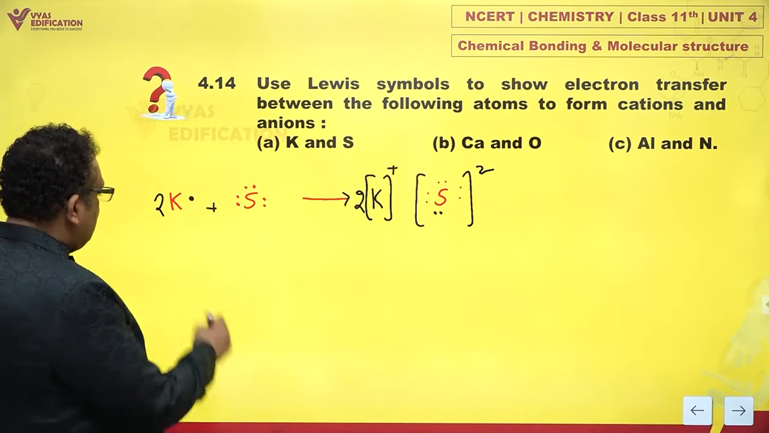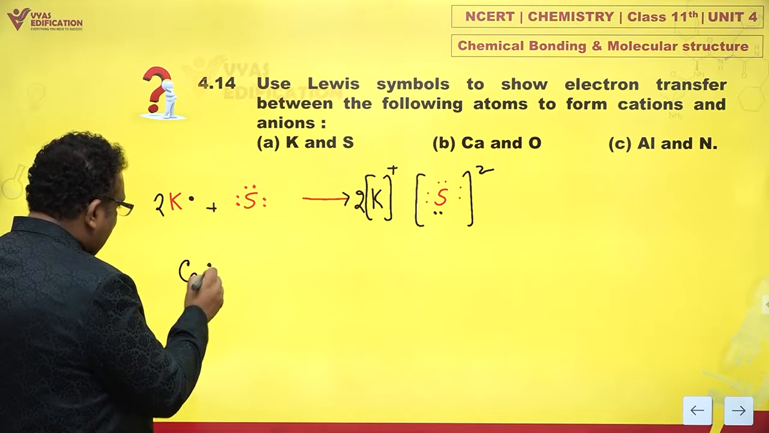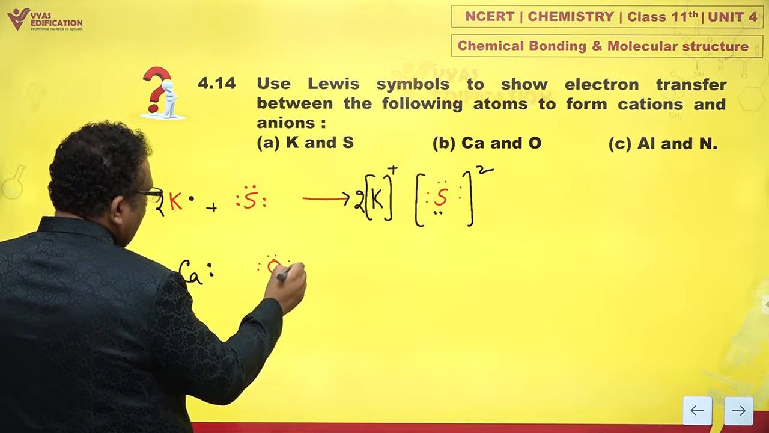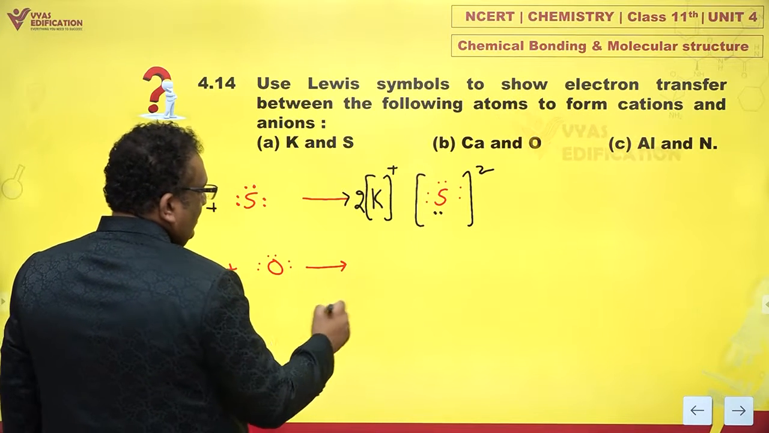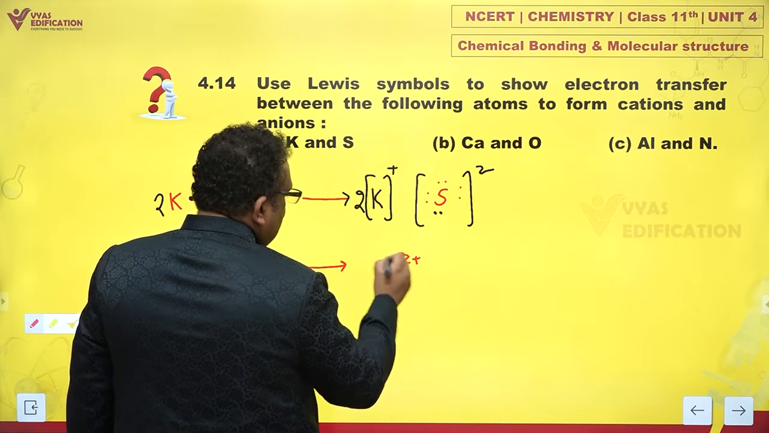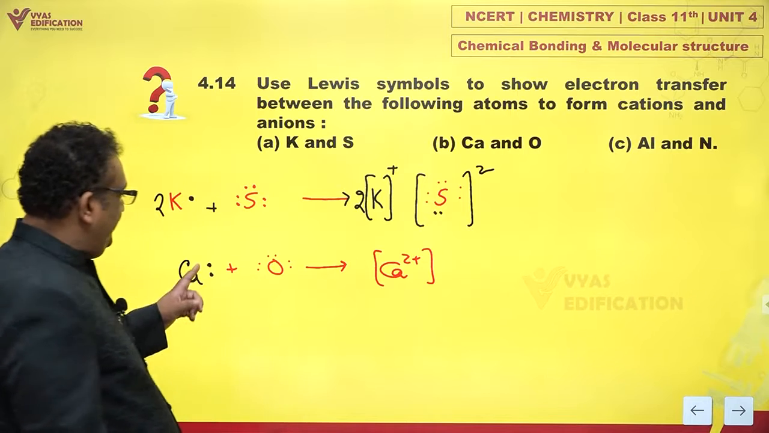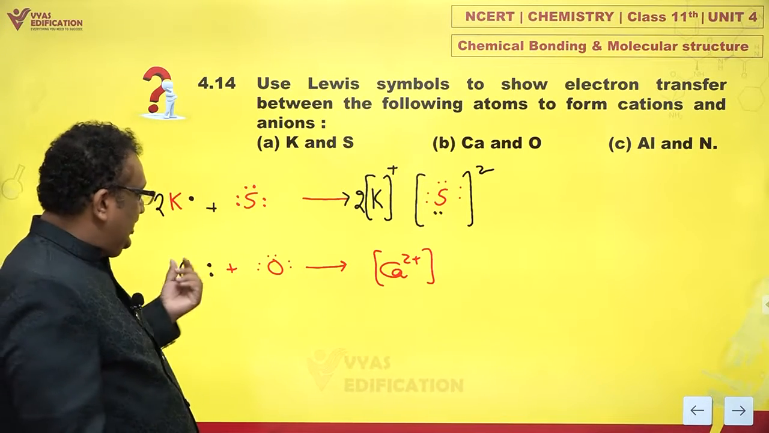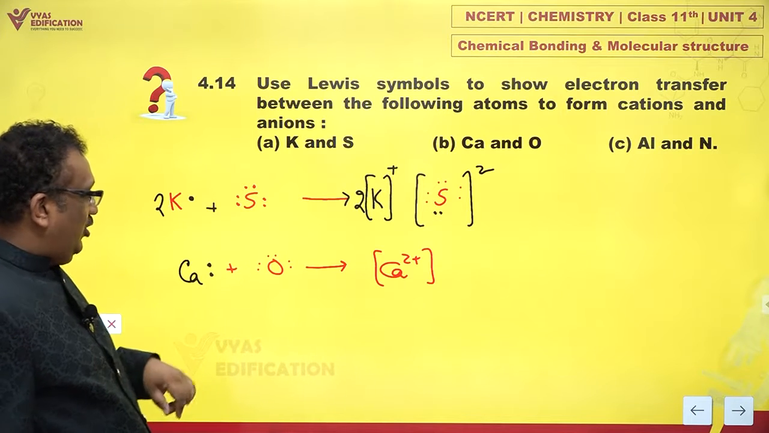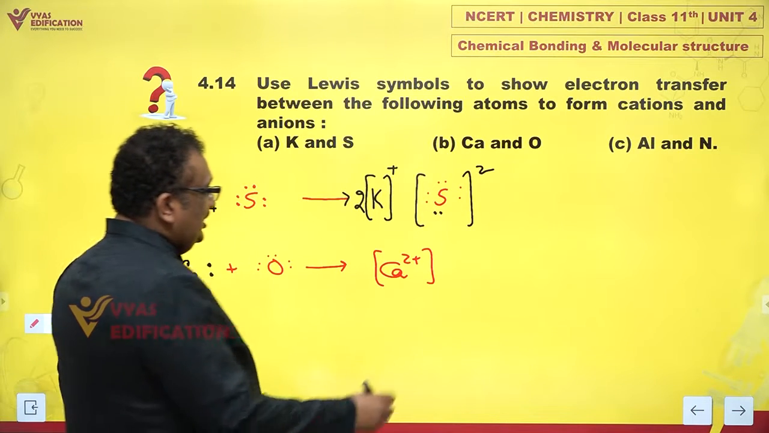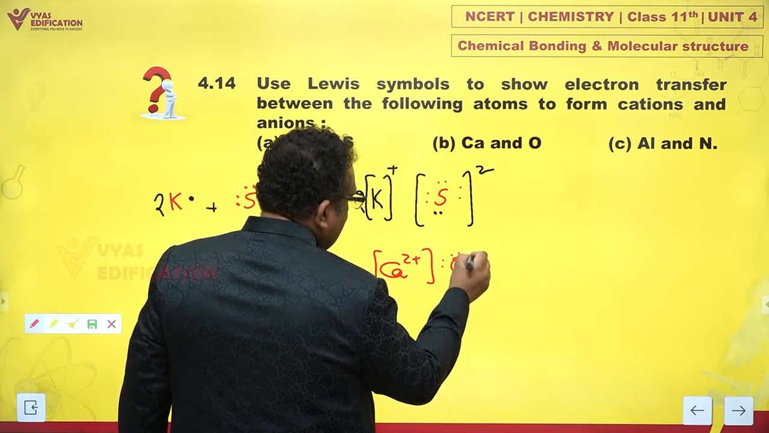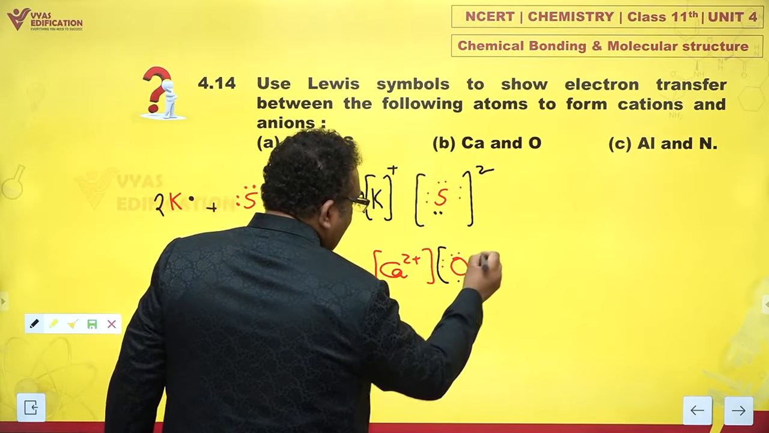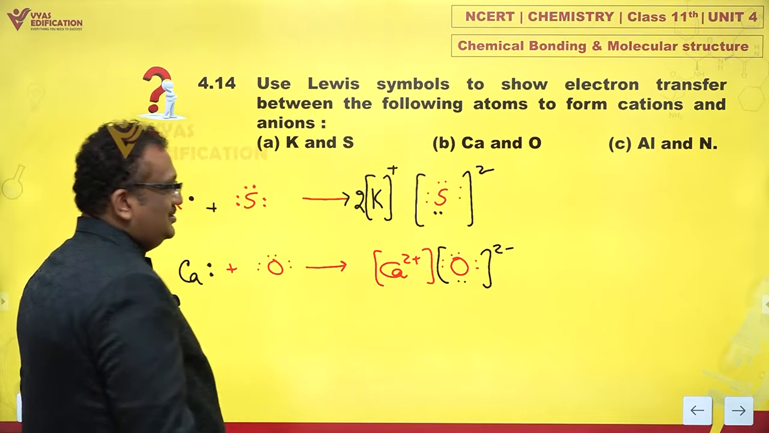What about calcium and oxygen? Calcium has 2 valence electrons. And oxygen has 6. So if calcium loses electrons, it has 2 valence electrons, it will throw away both. So it has +2 charge. What about oxygen? As oxygen gains 2 electrons, it would become -2 like this.